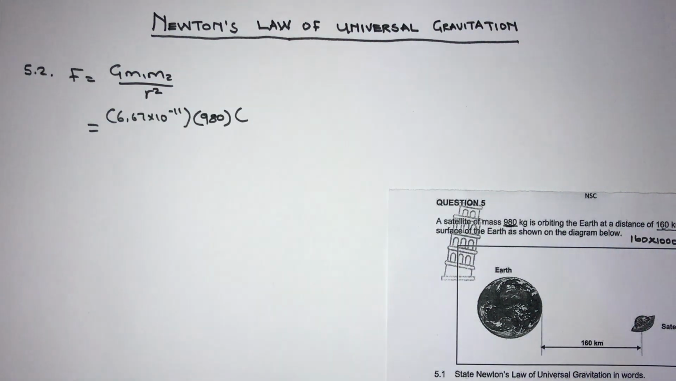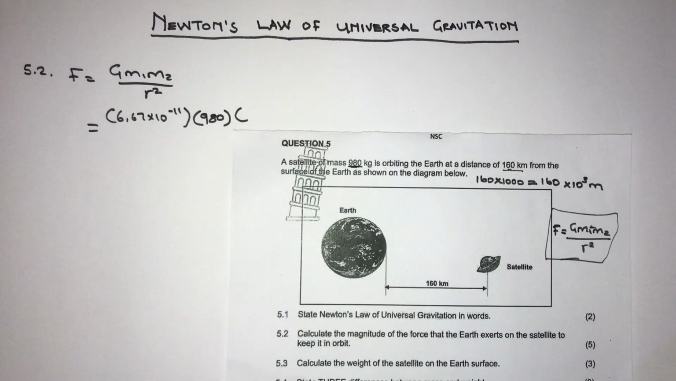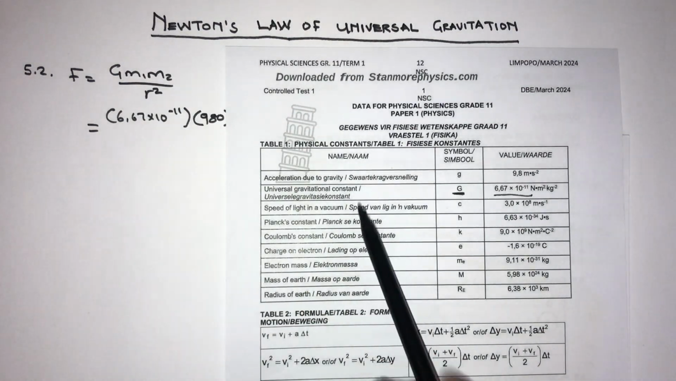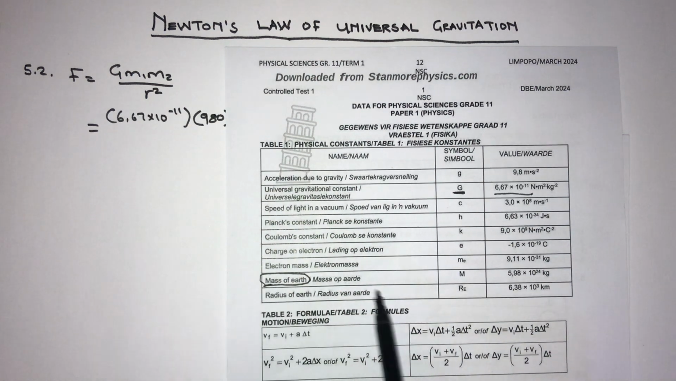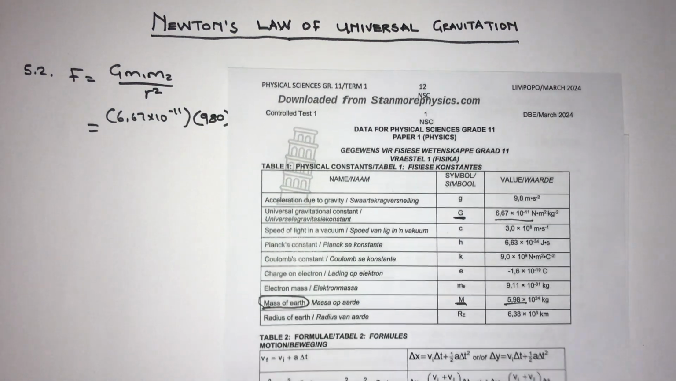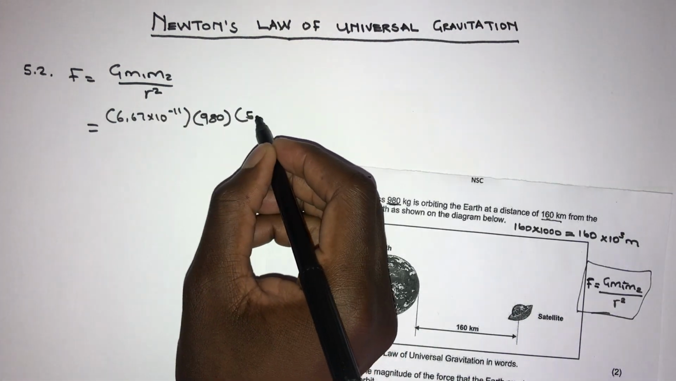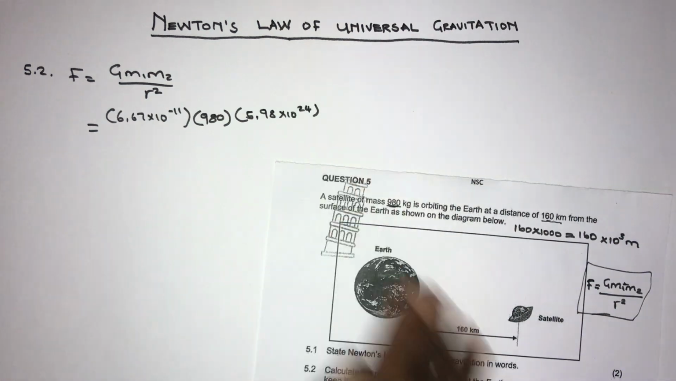And then m2, let's say that is the mass of the Earth. From the statement, there is no mass of the Earth given, which means the mass of the Earth is given on the table. So you go to the physical constants table, you check, this is the mass of the Earth. So the mass of the Earth is 5.98 times 10 to the power 24. So now this is 5.98 times 10 to the power 24.